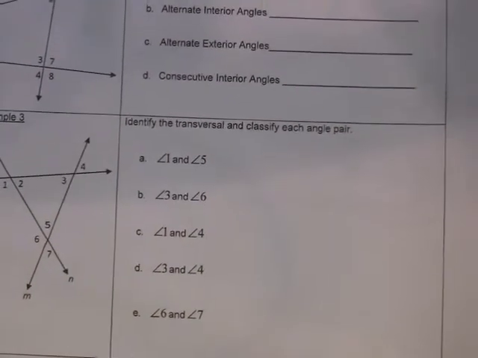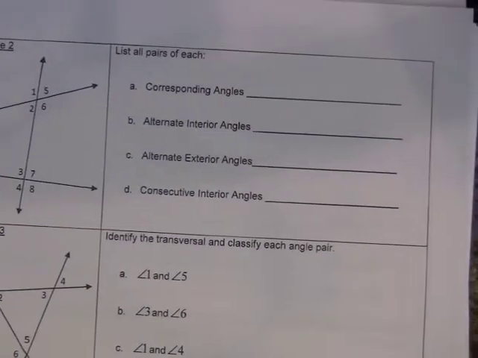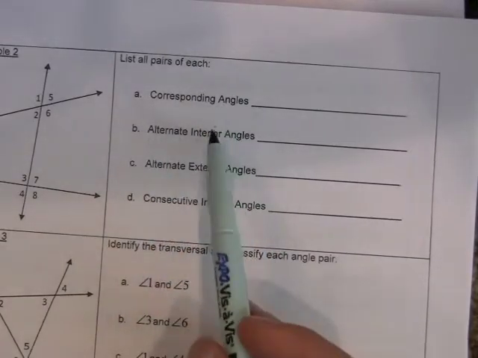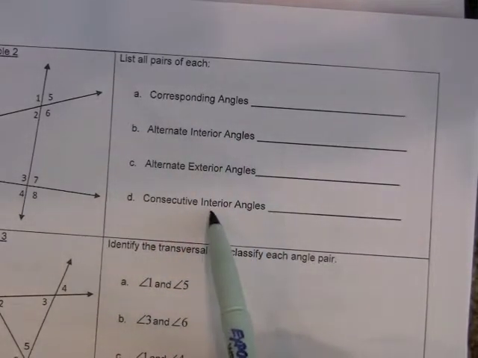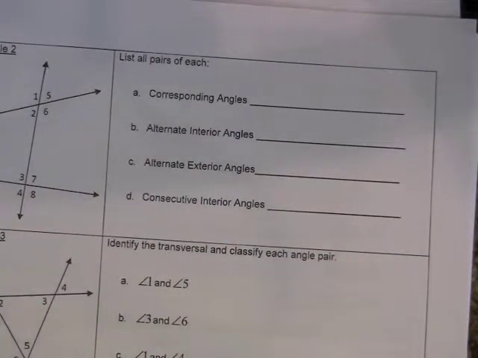So as we flip over to example 2, I want you to take a minute and fill out a list of all the pairs of each kind: corresponding, alternate interior, alternate exterior, and consecutive interior. So go ahead and do that by yourself. I'll give you about a minute to do that.